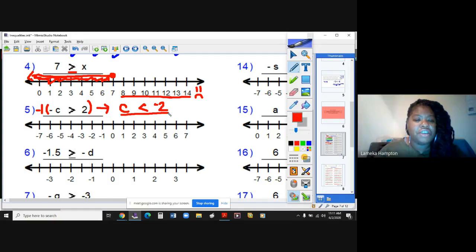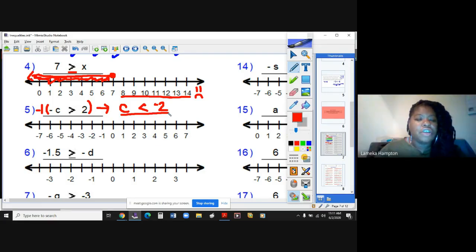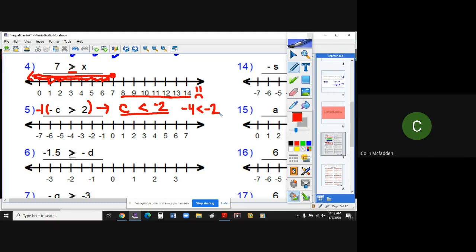Okay. You said -2. Well, okay. -4. -4. Okay. So for number 5, this is what I'm going to do. I'm going to replace c with -4. Okay. And again, you do not have to write out all of these particular steps, but I just want to break it down and show you how it would look. Okay. So is -4 less than -2? Yes. That is true. So it's closer to 0.